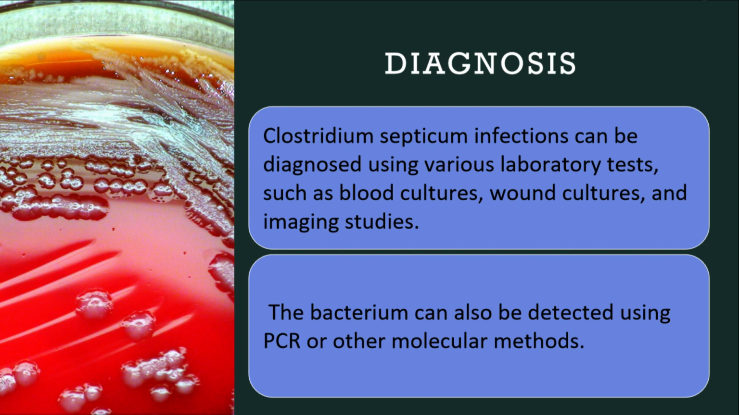In addition to traditional culture-based methods, molecular methods like polymerase chain reaction, PCR, can be used to detect and identify Clostridium septicum. PCR amplifies specific DNA sequences of the bacterium, allowing for its detection even in small amounts. These molecular methods can provide rapid and accurate results, aiding in the timely diagnosis of Clostridium septicum infections.